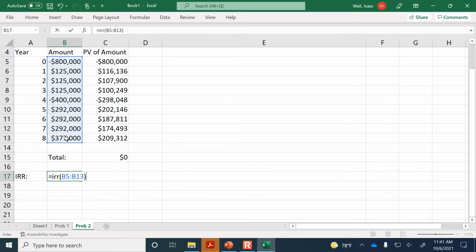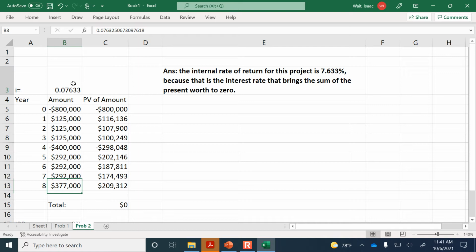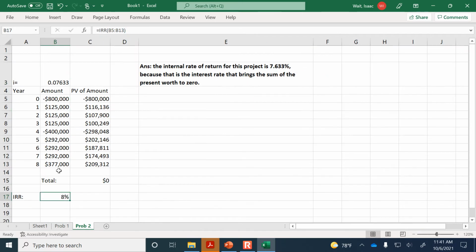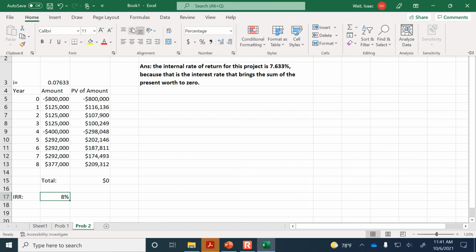So as soon as I press enter, it says 8%, but wait, it said 7.6%. The discrepancy is just simply that right now it's not showing all of the precision. So we can change that here in the ribbon, increase, and there's the same 7.633% that we had identified earlier.